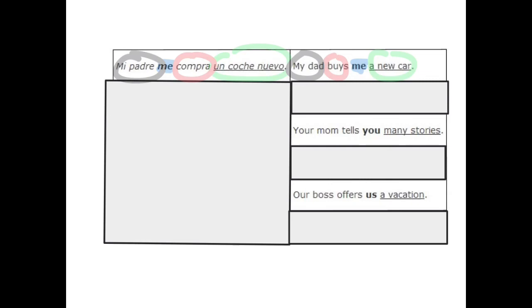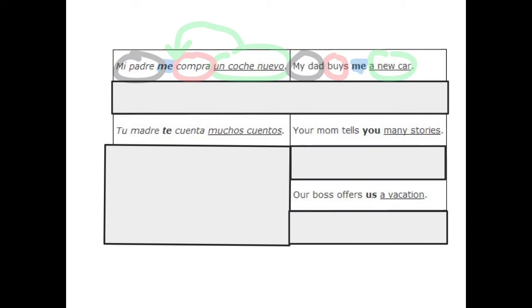But in the case that if you do make the what, un coche nuevo, into lo, which is the direct object pronoun, it would go right in between the indirect object pronoun and the verb. But in this example, since I'm just focusing on indirect object pronouns, it would go mi padre me compra. The me, being the indirect object, falls in between the verb and the subject.